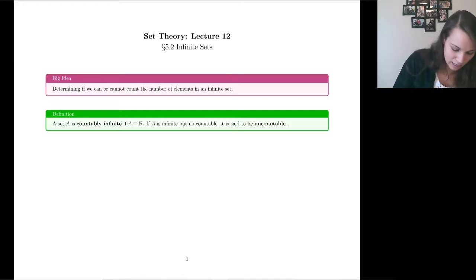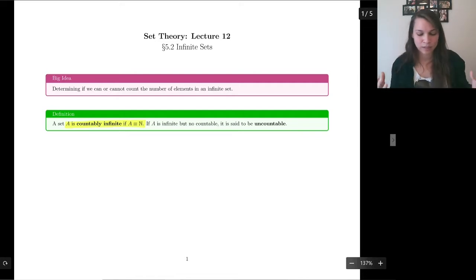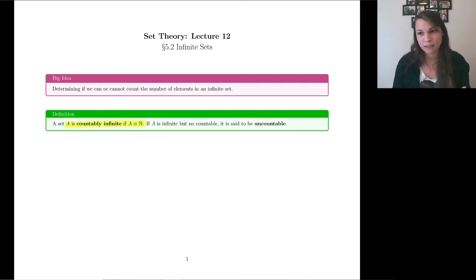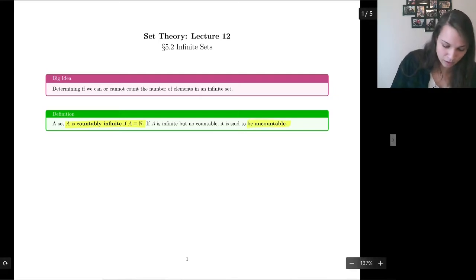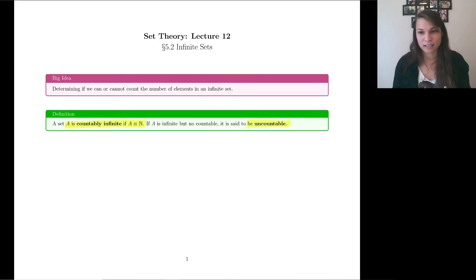The first type is countably infinite. We say that a set A will be countably infinite if it is equivalent to the natural numbers. That's because there are infinitely many natural numbers, but we can start at 1 and go through a nice counting progression of 1, 2, 3, all the way up to infinity. And so that would be countably infinite. Otherwise, we're sitting in the land of uncountable. So if it's not countable, then it's uncountable. There's too many for us to be counting.